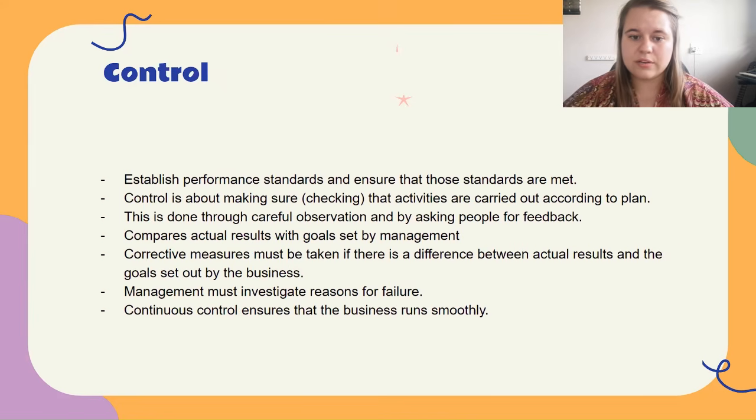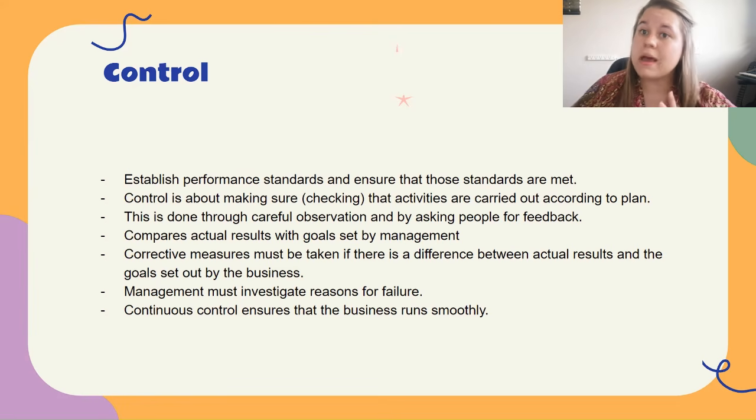Then controlling. This is to establish performance standards and ensure that those standards are being met. Control is about making sure or checking that activities are being carried out according to the plan. If things were meant to be done at a certain stage and things were supposed to be done at these due dates, we need to check, are those actually being done, or do we need to apply pressure? Do we need to tell the team, listen, we're not meeting our deadlines?